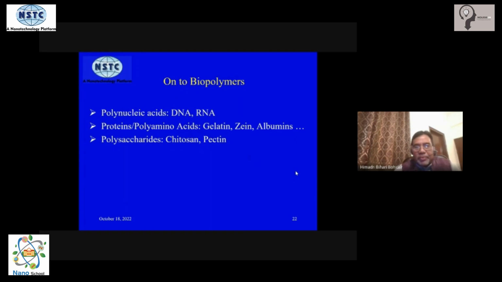When we go to biopolymers, then we have three family members here. One is the polynucleic acid family, where you have DNA, RNA, or their derivatives. Then you have proteins, amino acids, polypeptides, and a huge list of proteins: gelatin, albumin, zein, insulin, and many others. Then there are polysaccharides: glucose, cellulose, pectin, chitosan. And our target is to make nanoparticles out of these.